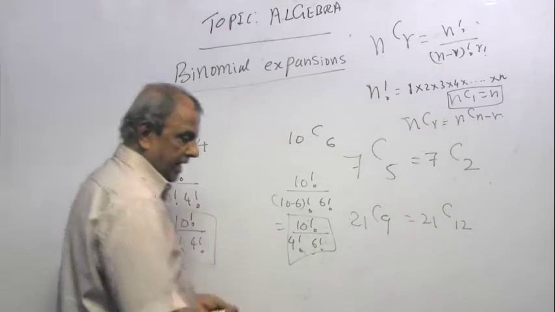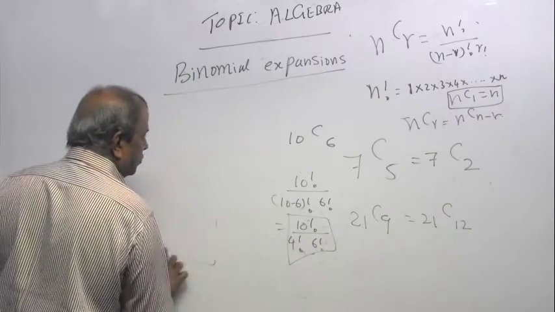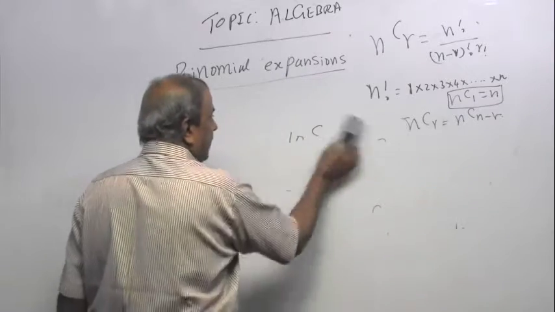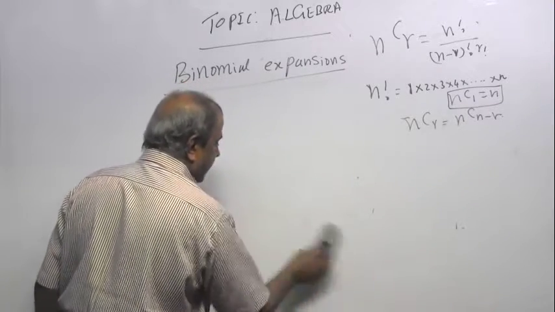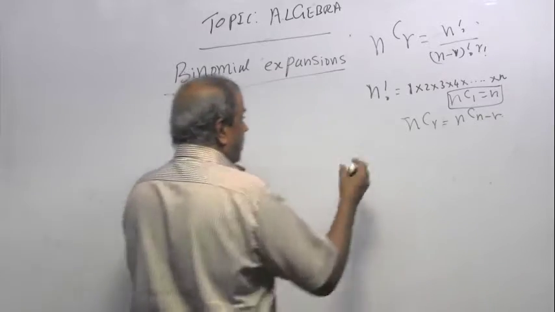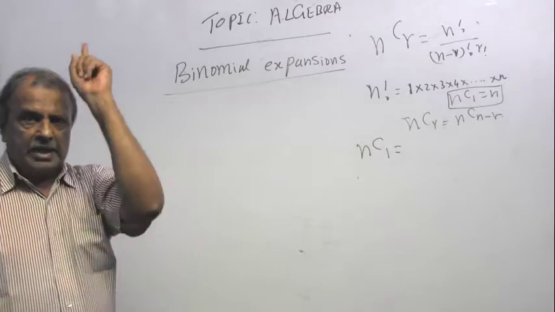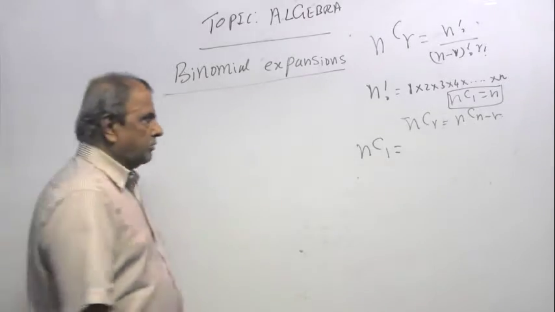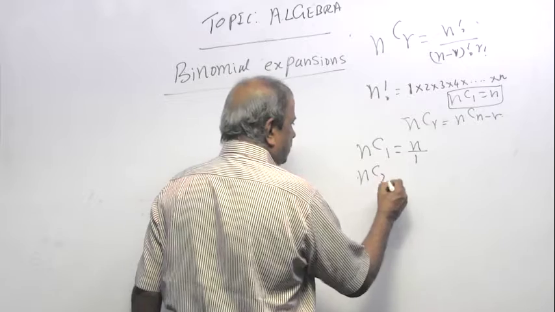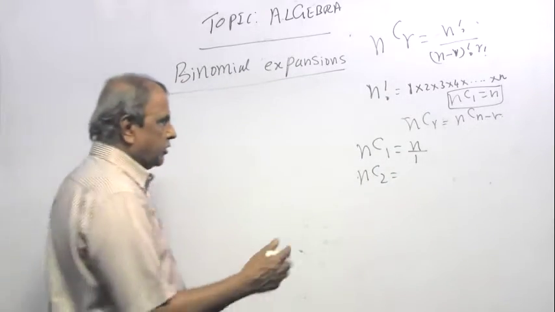Keeping those things in mind, I'm going to generate some standard values with n, which I will need later on when I do the general binomial theorem or the binomial series. So, nC1: start with n, write one number, divide by 1 factorial. nC2: start with n, write 2 numbers, divide by 2 factorial.